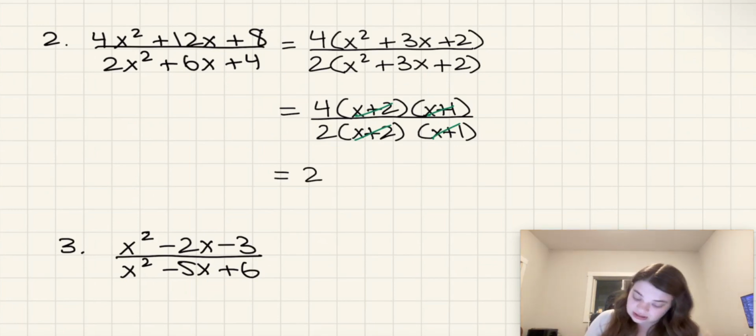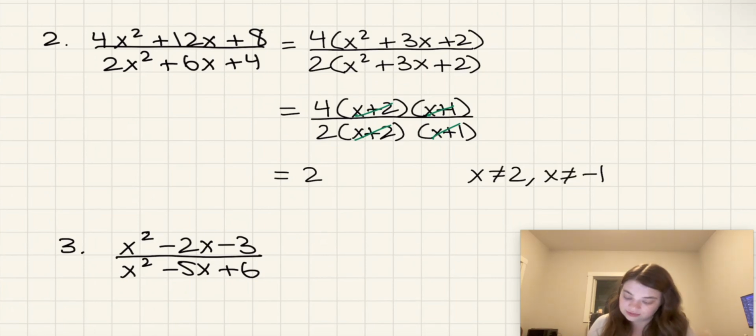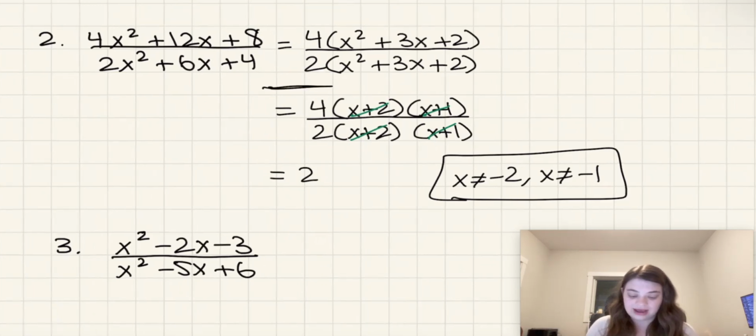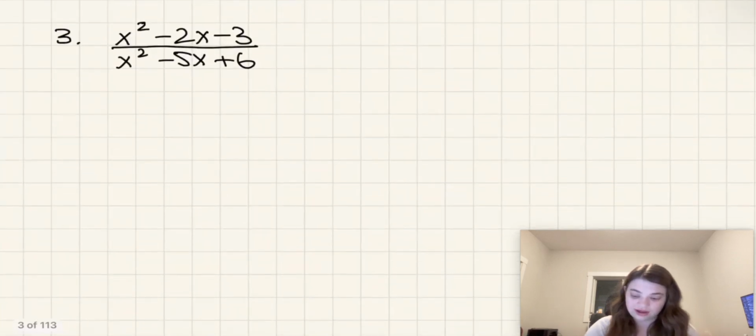But with the restriction that x cannot equal -2 and x cannot equal -1, because even though our final answer is just 2, if we were to plug in -2 or -1 back into the original expression, or really any step before this step, in fact, we would end up getting something undefined instead of 2, but any other value for x will give us 2 as our final answer. Okay, let's move on to the third and final one today.